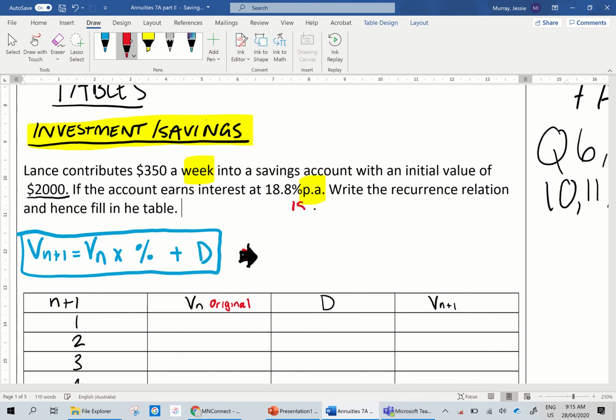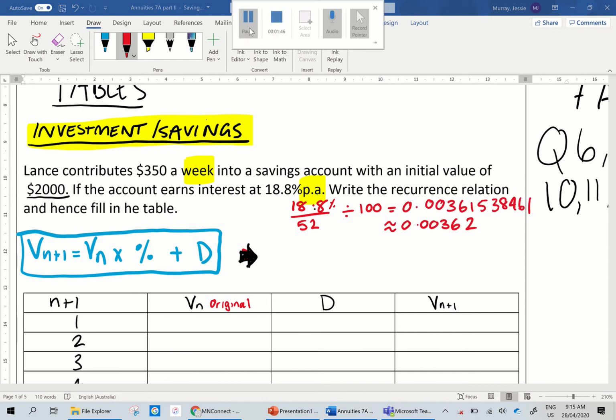So I'm just going to divide my 18.8 by 52. And don't forget, I need to also divide that answer by 100 to get it out of that percent. I'm going to go ahead and do that now. Okay, and just for the sake of this question, and again, they usually will specify in some sort of exam question, but I'll just round it to 5dp.